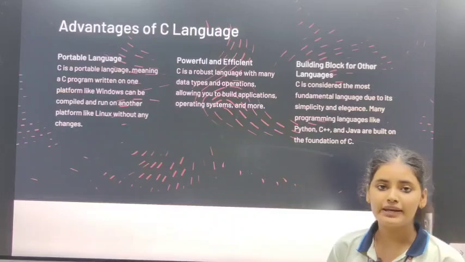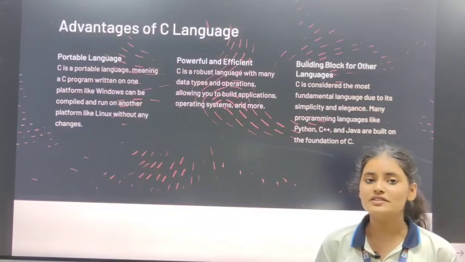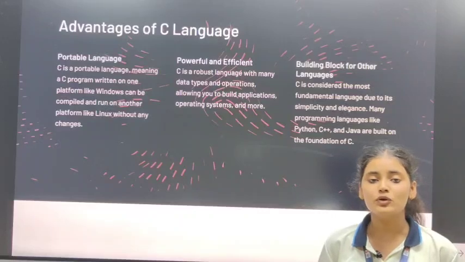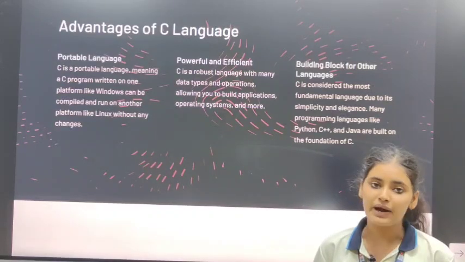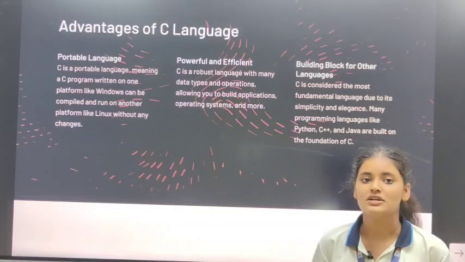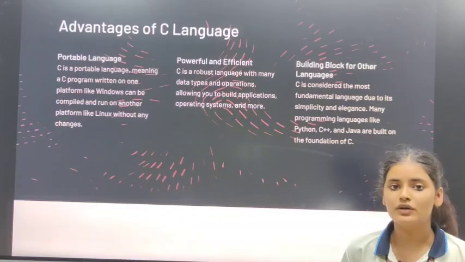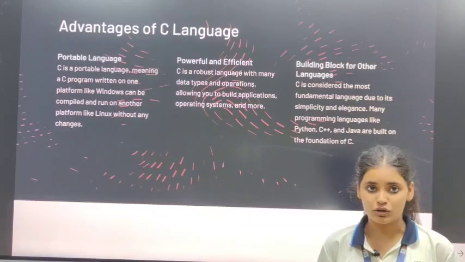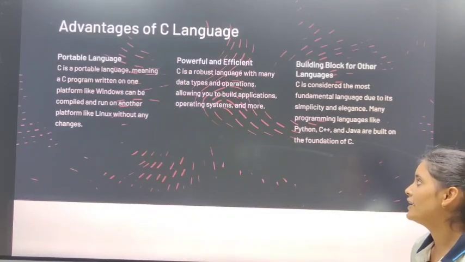So the first one is portable language. This is the first advantage of C language, which is its portability. This means that a C program written on one platform can be compiled and run on another platform without any modification or changes. Suppose you write a program on Windows, so you can also compile and run the same program on Linux also.